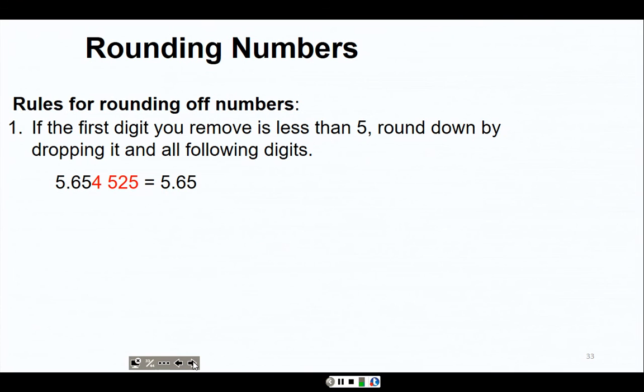So if 5.65425 was on your calculator display, but you don't need that many digits and you only want 3, you just look at it and say, oops, drop everything after the 5. We don't care what the rest of them are.